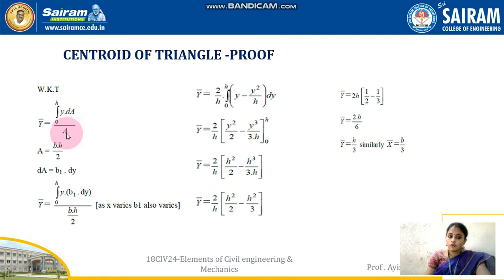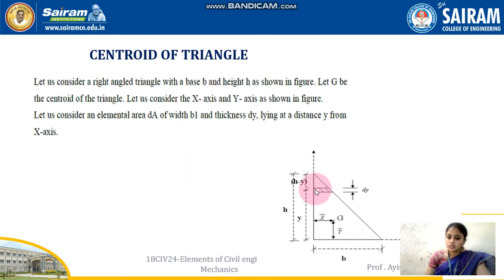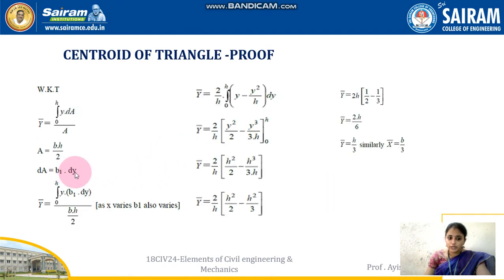A means the area of the triangle. Base is b and height is h, so the area formula is half b h. We are taking bh by 2. Okay, dA. See, this elemental strip looks like a rectangle, right? It is not looking like a triangle. Our assumption is that we are treating this elemental strip as a rectangle. So the area of this particular elemental strip is b1 into dy.